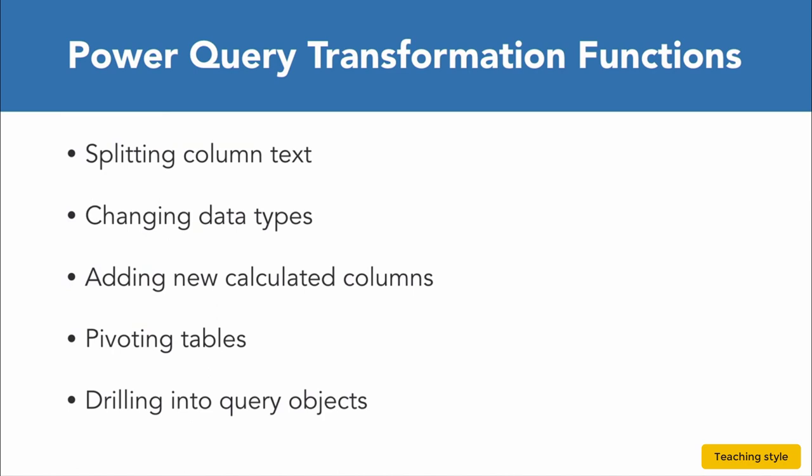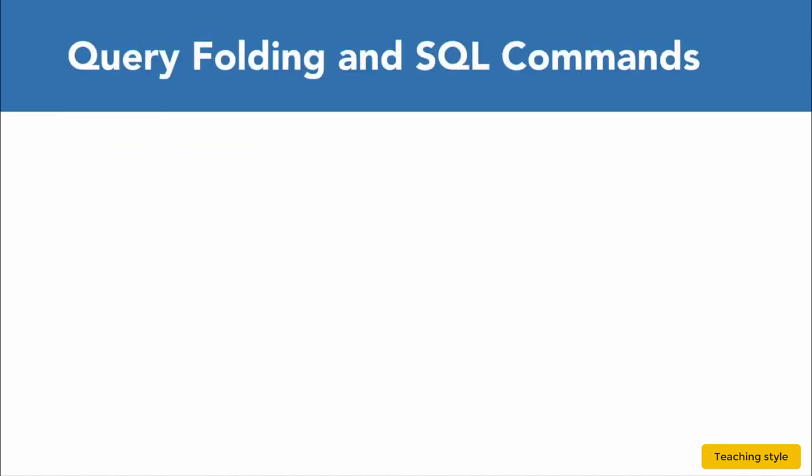Examples of these transformation functions include splitting column text, changing data types, adding new calculated columns, pivoting data tables, and drilling into query objects. Query folding is a Power BI query editor functionality that takes extraction and transformation steps and translates them into SQL commands to send back to the connection for compatible databases.